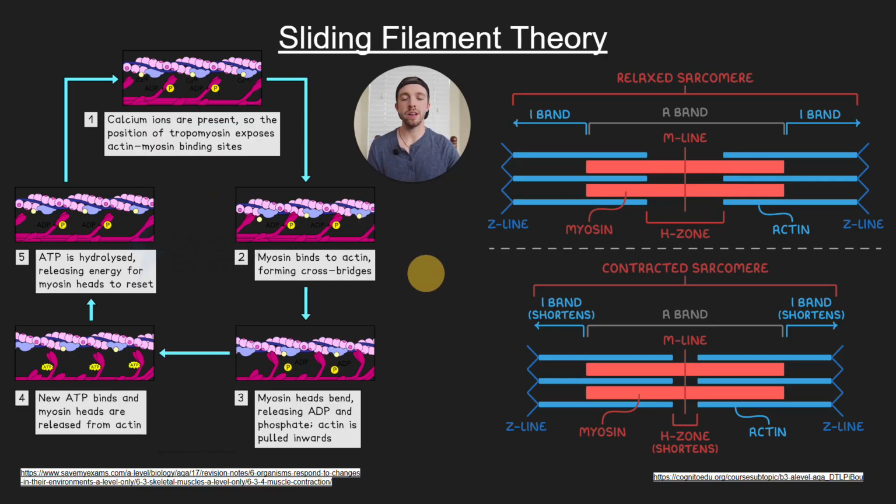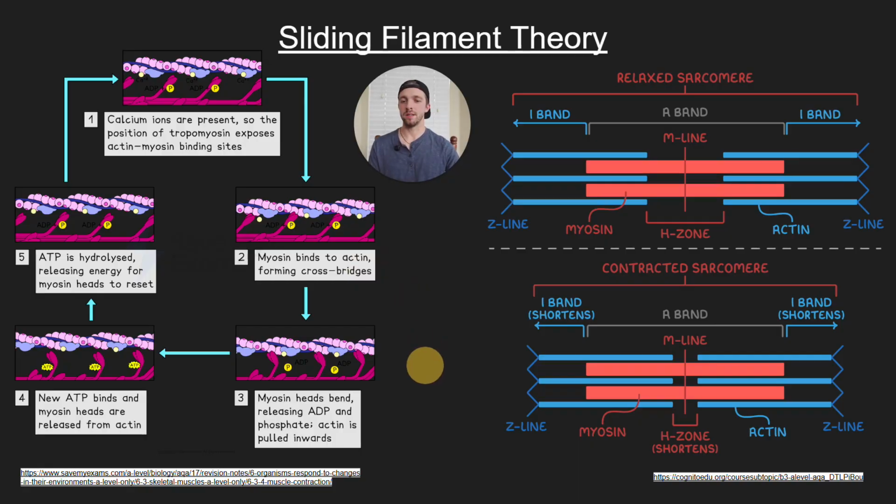Now, our myosin's already ready to go. It actively binds to the actin to form cross bridges. Okay, now this process itself doesn't actually require any. The myosin is already ready to go.